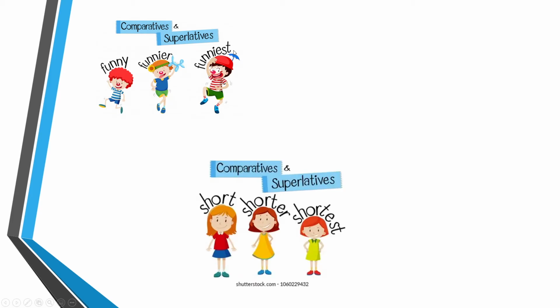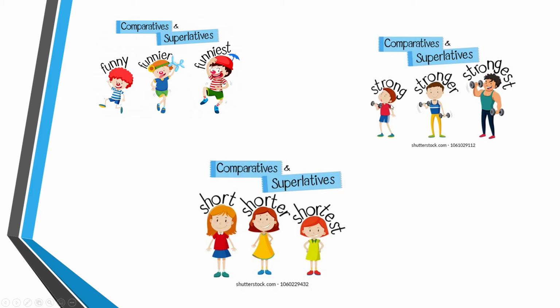So let's look at the example. Here we have the first example, funny, funnier, funniest. So this word ended with Y, for comparative adjective we have to change Y into IER. And here IEST. Next we have short, shorter, shortest. Dia dah rendah. Ada orang yang lagi rendah dan dia adalah paling rendah. Alright.